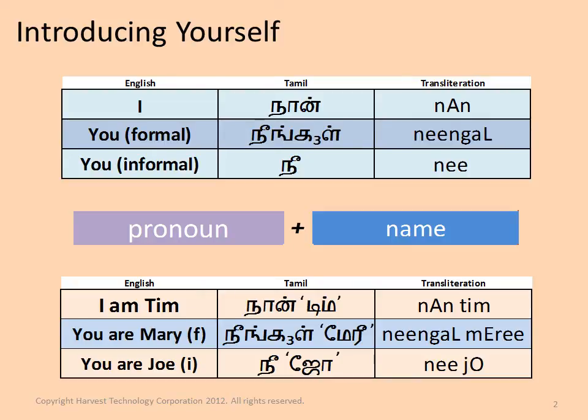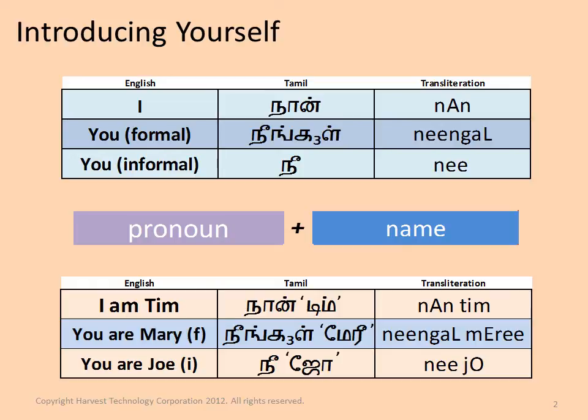So let's go over the formal form first, which is ningar. Ningar. So when would you use one form versus the other? The formal form is used when generally addressing your elders, when you're addressing someone who you respect in a more formal kind of way, and the informal you is used when you're addressing your friends, maybe people who are younger than you, someone you're familiar with.